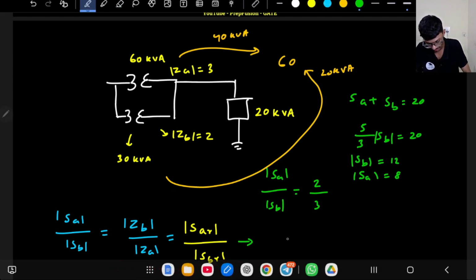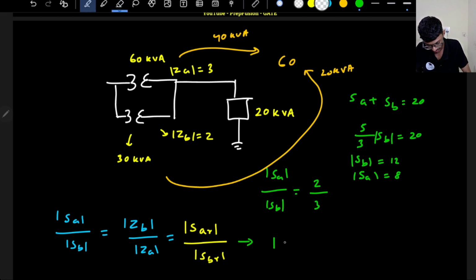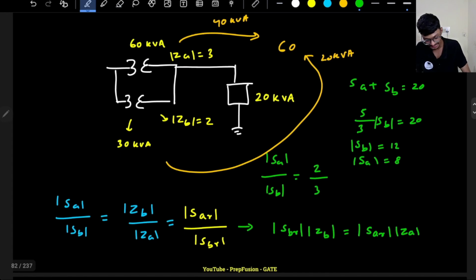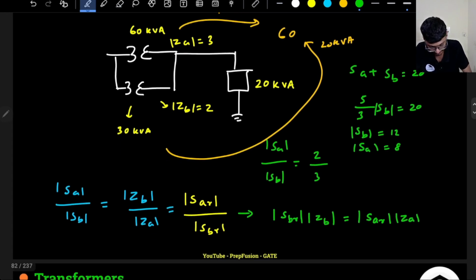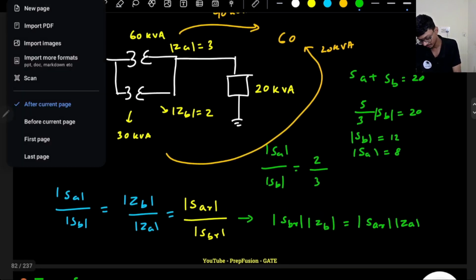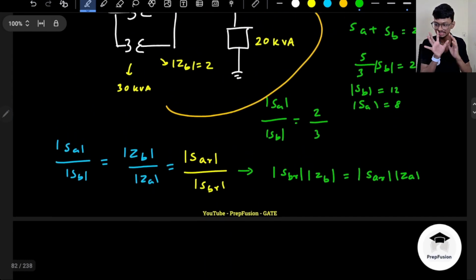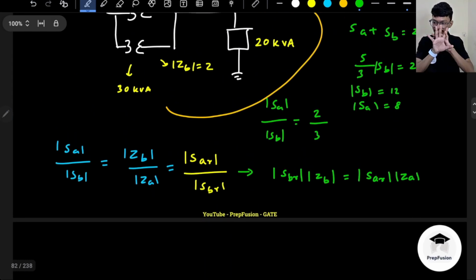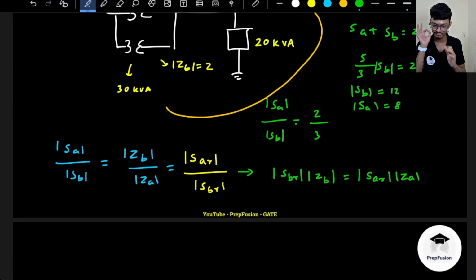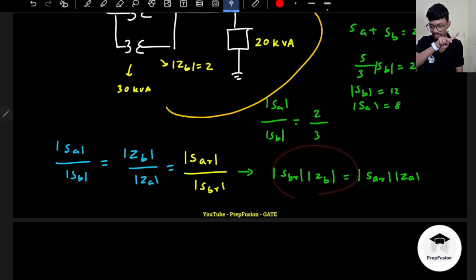If these two are equal, I can directly write here magnitude of SBR into magnitude of ZB equals to magnitude of SAR into magnitude of ZA. So basically what is happening, you remember one formula. Now I know that their voltage ratings are same. Secondary and primary, both these transformers' voltage ratios are same.